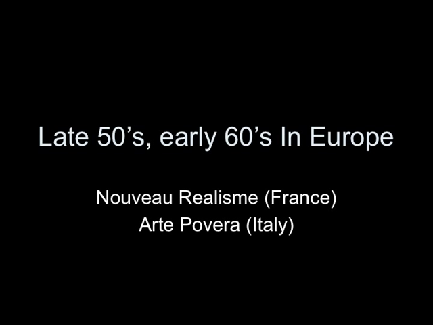What's happening in this period is that the lyrical abstractionists, Tachistes, or so-called Art Informel painters in Europe have been established for about 10 years. The abstract expressionist painters and color field painters in New York have been established for about 10 years. And there's a younger generation of artists coming up who are going in a different direction than the group that came right before them.